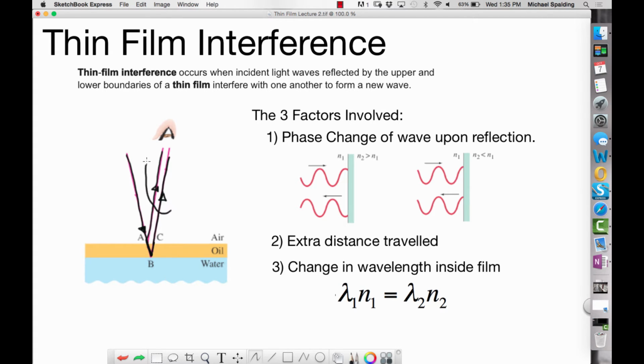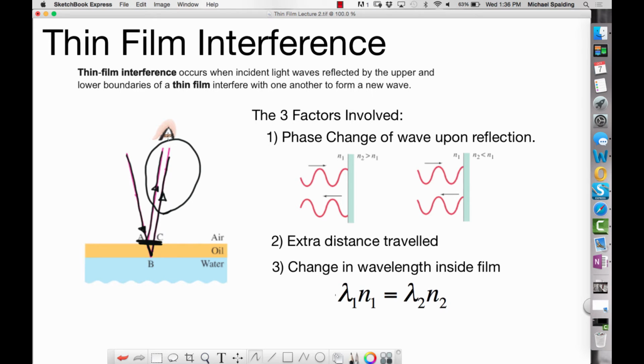These two rays. If these two rays are in phase with each other, so in phase means they're both doing the same thing. They're both together like that. If those two rays are in phase, it's going to be constructive interference. And what are we going to see right here on the oil?